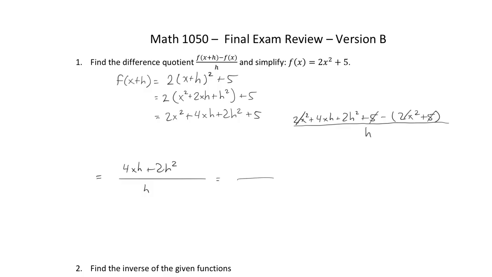Now I'm going to factor out in the numerator just a single h. Even though you could factor out a 2h, the 2 is not going to cancel with anything down here. It's only an h in the denominator. So I'm just going to factor out an h in the numerator, leaving 4x plus 2h. So then the h cancels out, and we have 4x plus 2h.